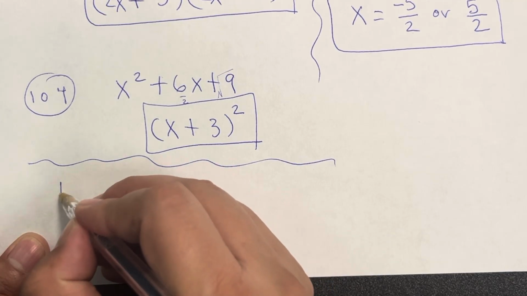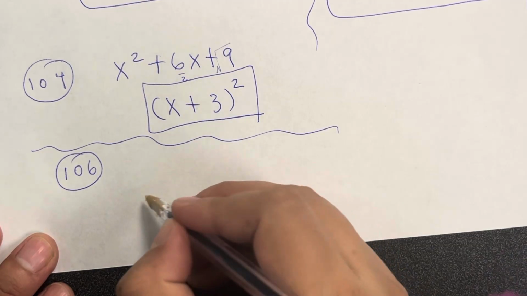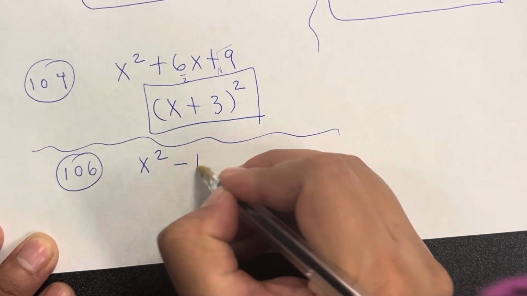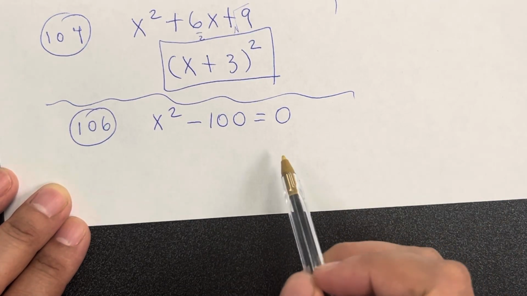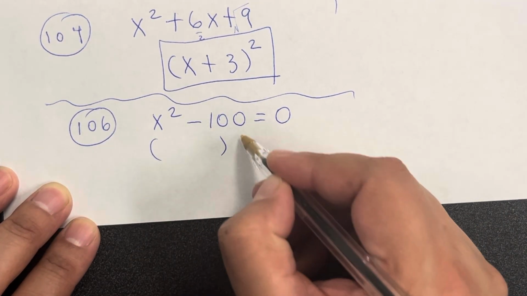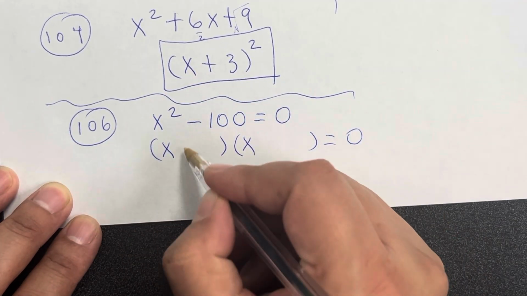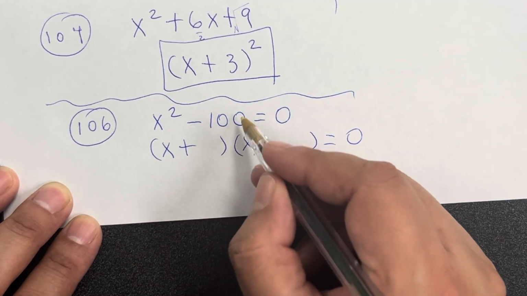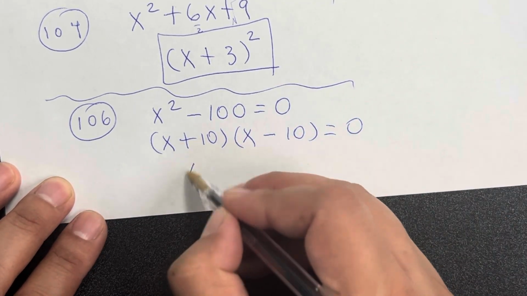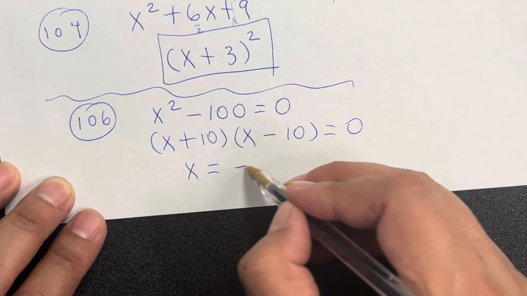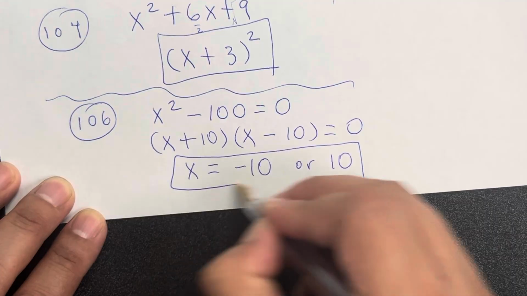The next one, we have x squared minus 100 equals 0. And we can solve this by canceling. However, we're going to factor. We have the square root of x squared is x, one positive, one negative, and the square root of 100 is 10. Again, because we have equals to 0, x is equal to the opposite, which is negative 10, or the opposite is positive 10. So these are my two answers.